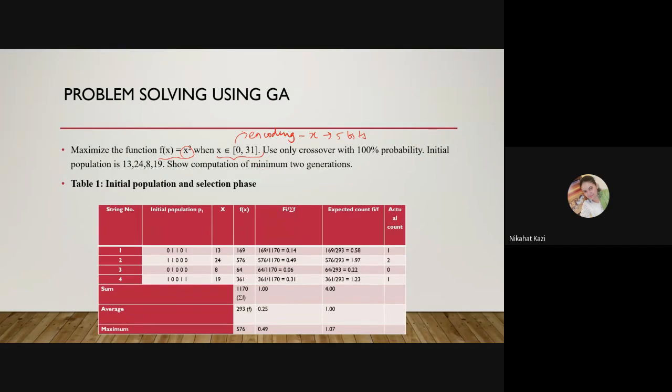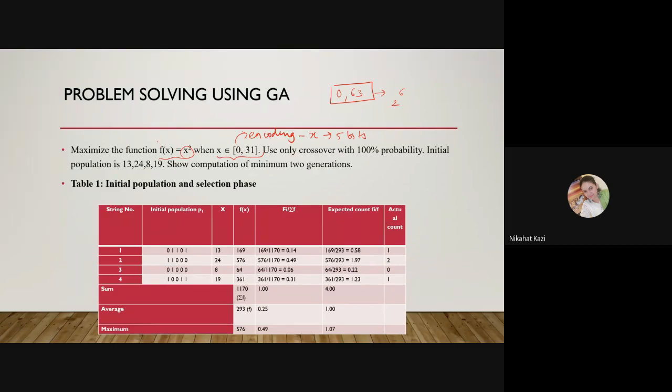If it changes, so if it is 0 to 63, then you go for appropriate bits. How many bits will this require? 6 bits, right? 2 raised to 6. So accordingly, this will change.